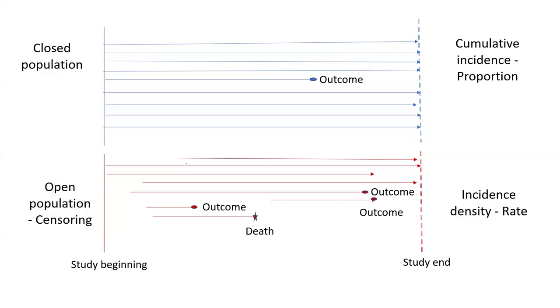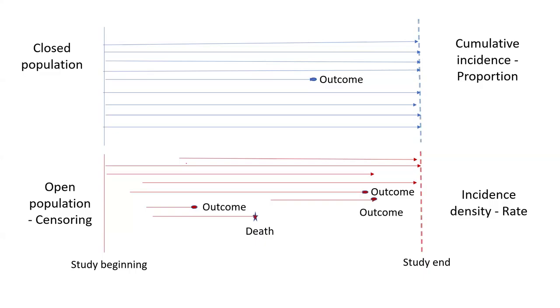Are you understanding this difference between a closed population and an open population? Yes, ma'am. So when you are confident that you have a closed or near-closed population, what you calculate is known as cumulative incidence, which is a probability or a proportion. The total population in the cohort is the denominator and the number of cases is the numerator. That is known as cumulative incidence.